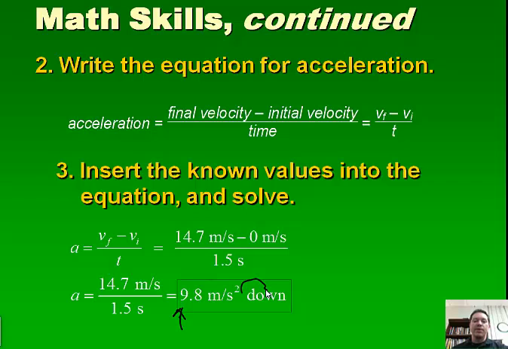And another way that we can indicate down here is writing 9.8 meters per second squared as a negative number. So negative also indicates down.